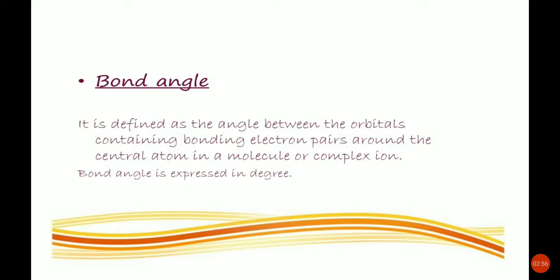Now we can discuss the bond angle. Bond angle is nothing but the angle between two bonds, two bonded atoms. It is defined as the angle between the orbitals containing bonding electron pairs around the central atom in a molecule or complex ion. Bond angle is expressed in degree and the smaller units are minute and second.